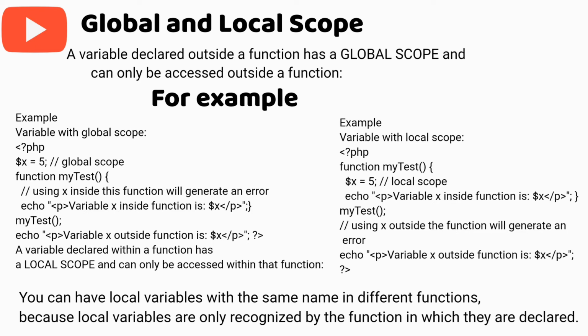A variable declared within a function has a local scope and can only be accessed within that function. The second one is an example of a variable with local scope. function myTest() { $x = 5; // local scope. echo "Variable x inside function is: $x"; } myTest(); // using $x outside the function will generate an error. echo "Variable x outside function is: $x"; Try it yourself on your PC. You can have local variables with the same name in different functions, because local variables are only recognized by the function in which they are declared.